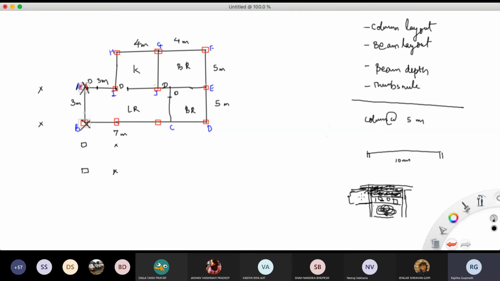तो इसके लिए क्या करते हैं? You put a column. You generally put a column every 5 meters. Every 5 meters करने से क्या होगा? Do you guys know what is span to depth ratio? Beam depth ratio?